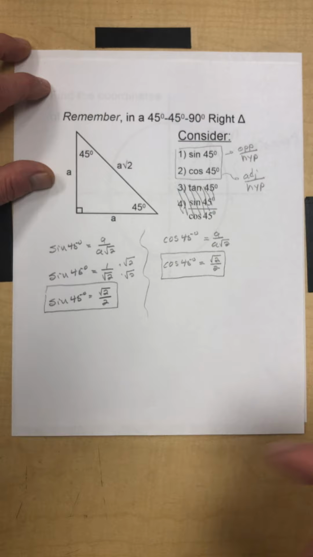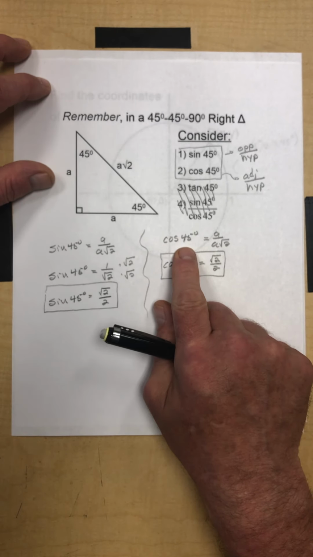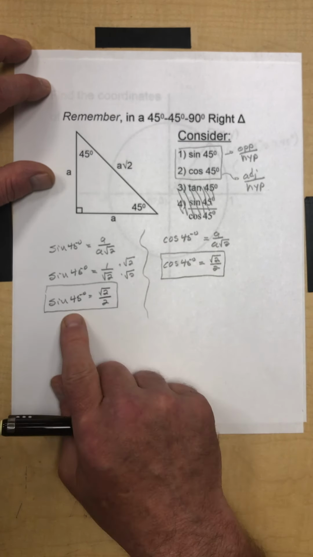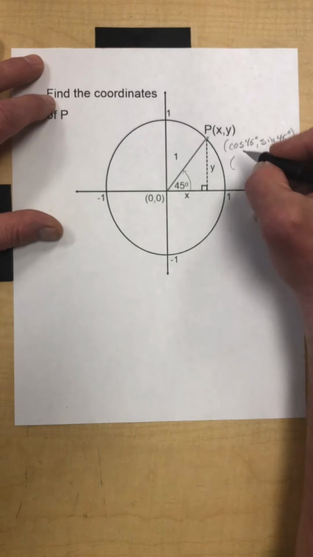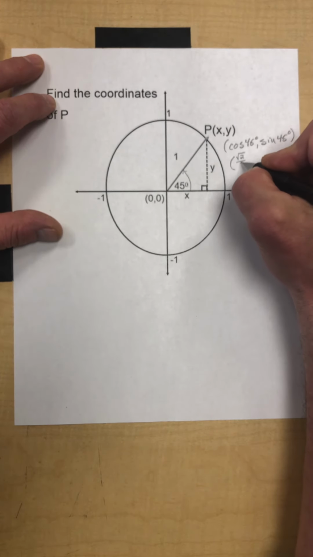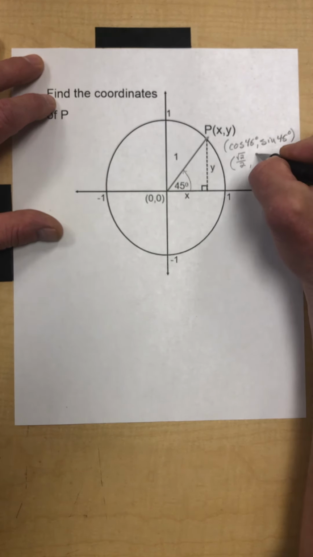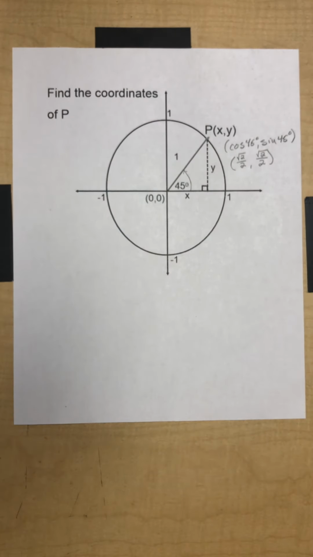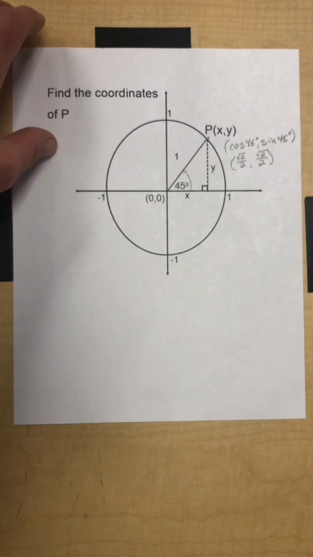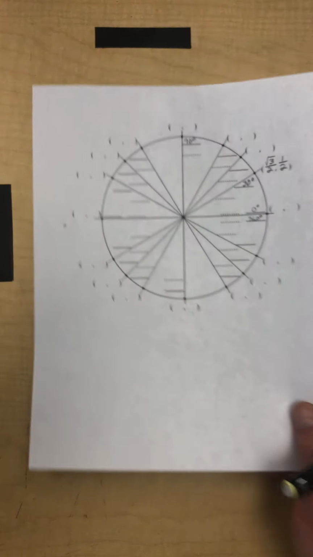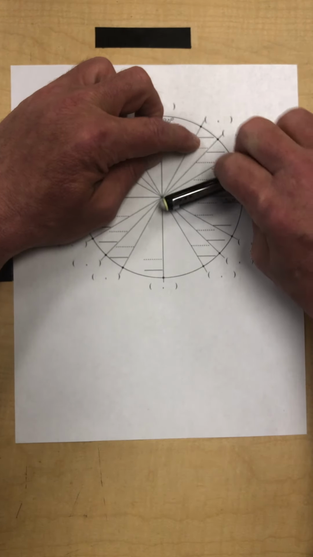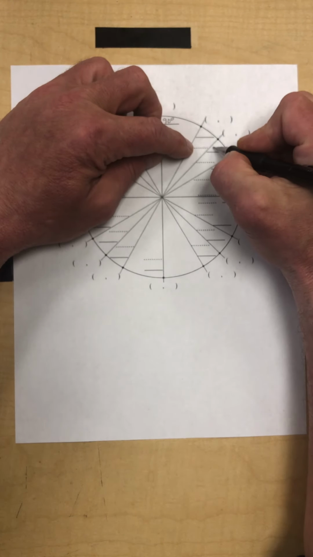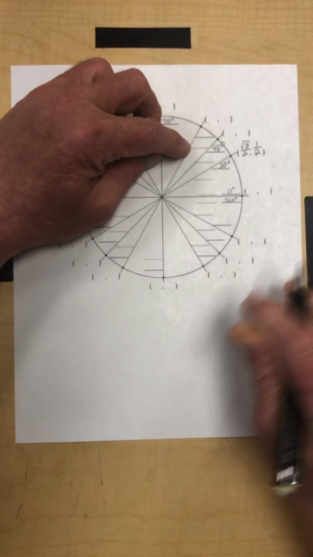Okay, so we have cosine of 45 degrees is radical 2 over 2, and sine of 45 degrees is radical 2 over 2. Okay, so we have our second special angle in quadrant 1 in the unit circle. This is formed by starting at 0 degrees and rotating 45 degrees counterclockwise. So that's a 45-degree angle.